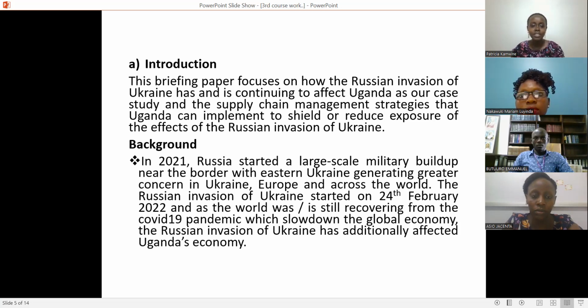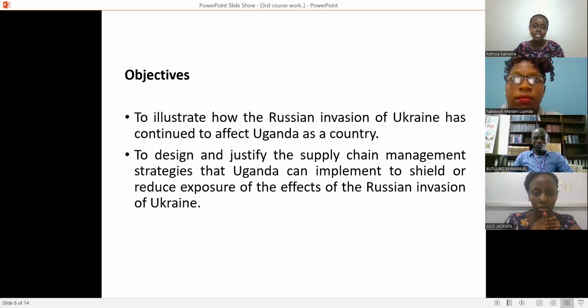In 2021, Russia started a large-scale military build-up near the border with eastern Ukraine, generating greater concern in Ukraine, Europe, and across the world. The Russian invasion of Ukraine started on 24 February 2022, and the world was and is still recovering from the COVID-19 pandemic, which slowed down the global economy. The Russian invasion of Ukraine has additionally affected Uganda's economy.